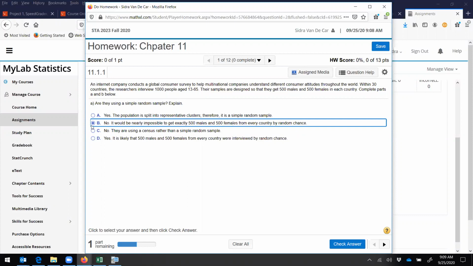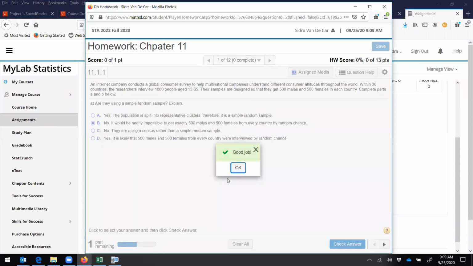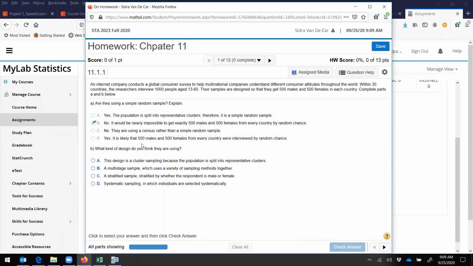So I've got to use a different sampling technique, one that divides people by their gender in order for me to get an answer like that, right? It's not simple random sampling. So what kind of design do we think that they are using? Well, they must have stratified by whether the respondent is male or female in order to get 500 of each.